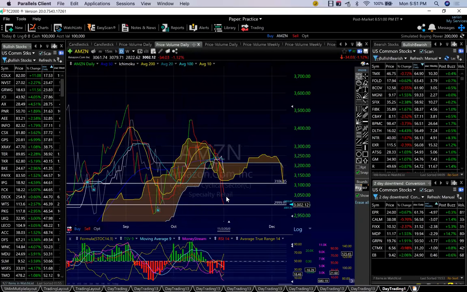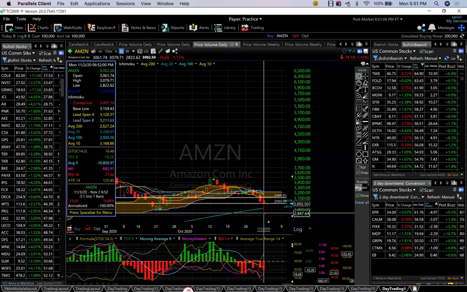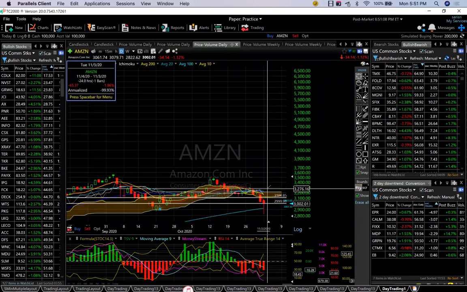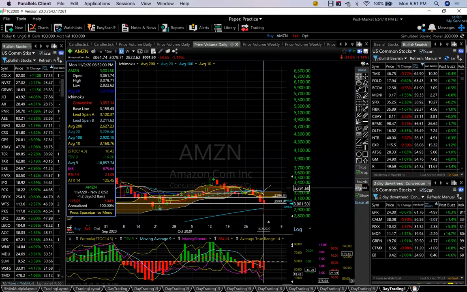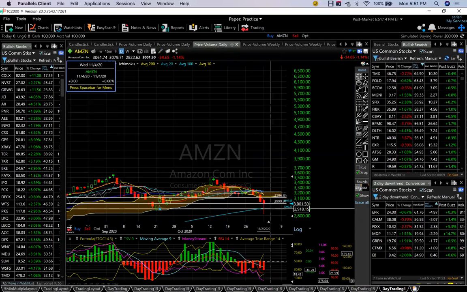So where are the moving averages? Let's look at the moving averages now. Maybe that will also give us an idea. Okay, if you look at this one, the 3,106 is coinciding with the cloud, guys, with the Ichimoku cloud. So you should also use all the tools that you have.